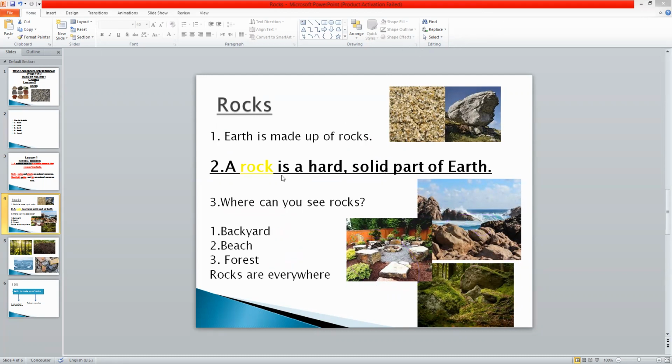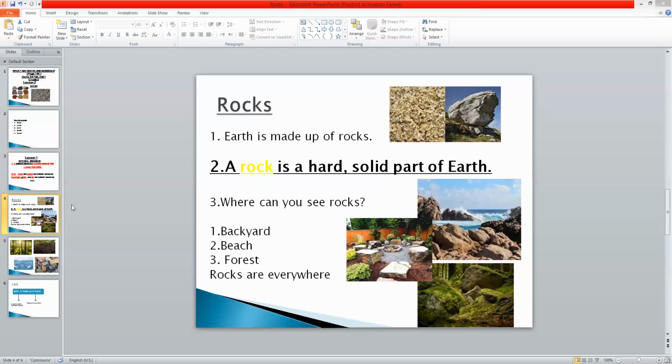Let me take it again. A rock is a hard, solid part of earth, and you can see it in different places. And do not forget what the earth is made up of: soil, sand, clay, and rocks.